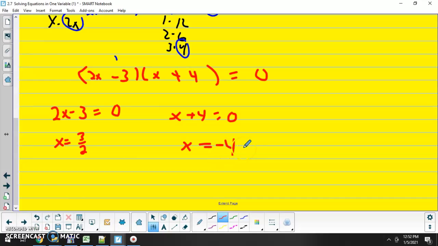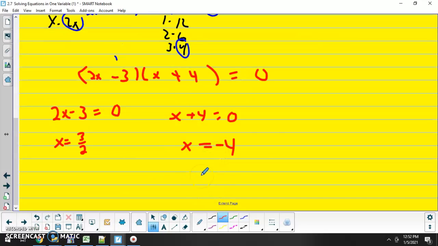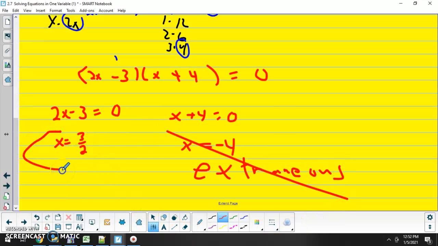Now, are either one of them extraneous? Let's go back and look up here, and you see right here you have x plus 4 in the denominator. So if we substitute a negative 4 in, that will give you 0. So this one here is an extraneous solution, which means it's not going to actually work. So this is your only solution to this equation.